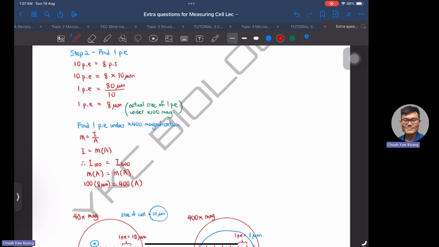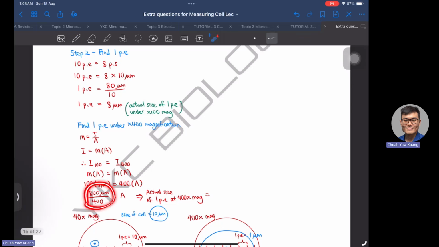So based on this equation, we will just rearrange. So that means that 800 micrometer divided by 400 will be equal to the actual size. So based on this, the actual size of one pitch on the IP2 at 400 times magnification is equal to 800 divided by 400, that would be 2 micrometer.